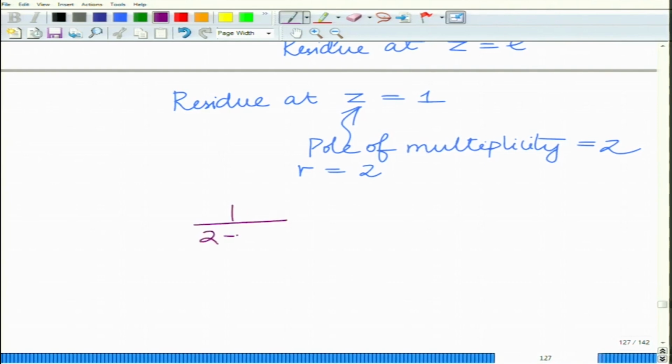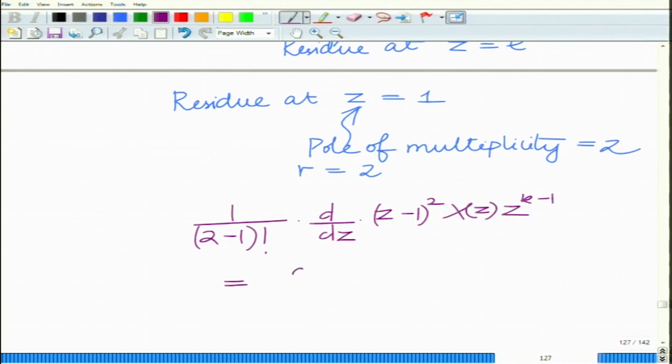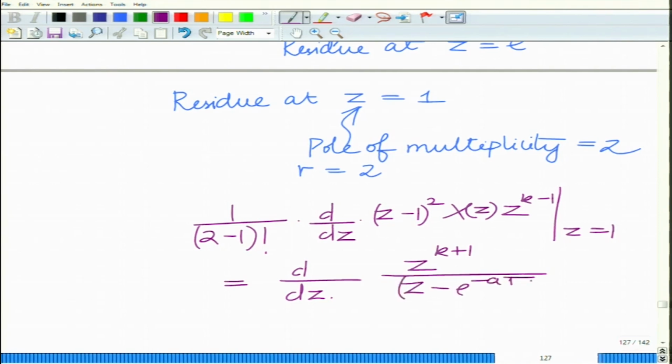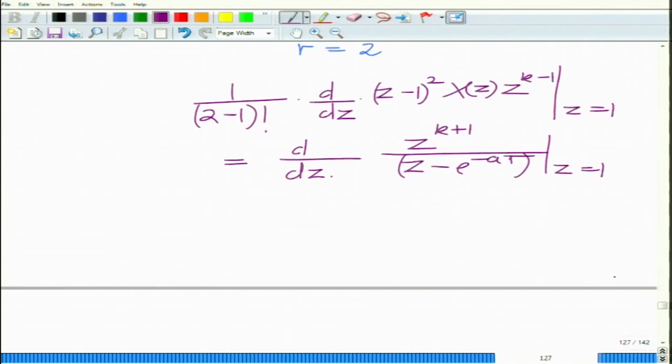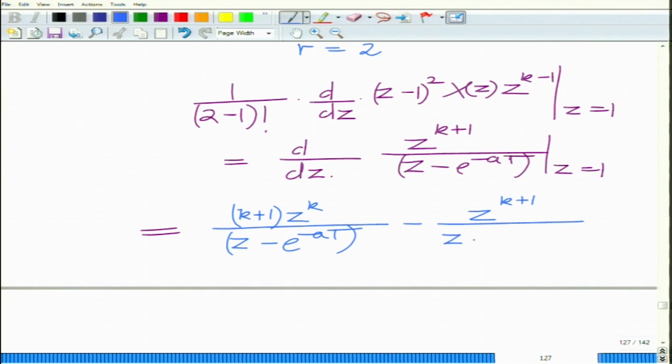Well, residue is 1 over (r minus 1) factorial d to the r minus 1, that is d over dz of (z minus 1) whole squared X(z) into z raised to k minus 1 equals, well, d over dz, and this is evaluated at z equal to 1, and this reduces to d over dz of z raised to k plus 1 over (z minus e raised to minus a t) evaluated at z equal to 1, and this derivative can be computed as follows, that is (k plus 1) into z raised to k by (z minus e raised to minus a t) minus z raised to k plus 1 over (z minus e raised to minus a t) whole squared evaluated at z equal to 1.